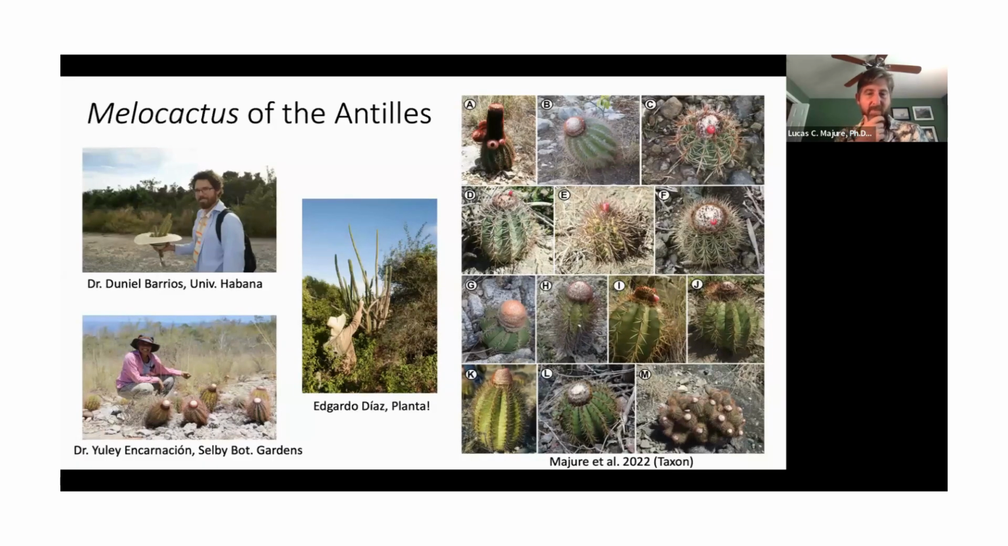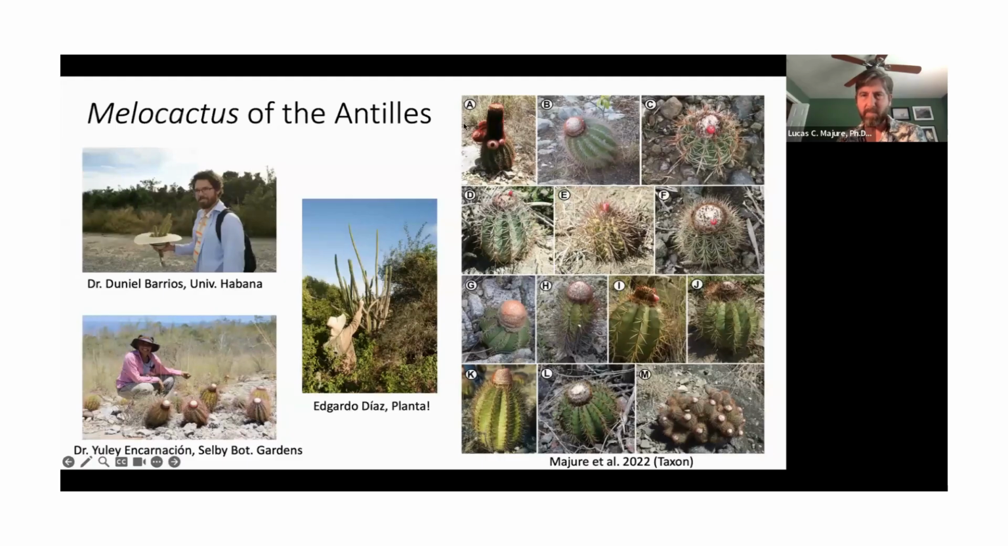And so that's what we set out to do with trying to understand the Melocacti of the Antilles. These are three collaborators on this project: Daniel Barrios from the University of Havana, Dr. Julay Encarnacion, who's a former grad student in my lab, and then Edgardo Diaz, who also helped us throughout Cuba working on these plants. So this photographic plate gives you an idea what a lot of these plants look like. Some seem to be iterations on a common theme, and others are really, really different, right? I'm not going to go through each one of these because that might take too much time, but let's just pick out a couple of these.